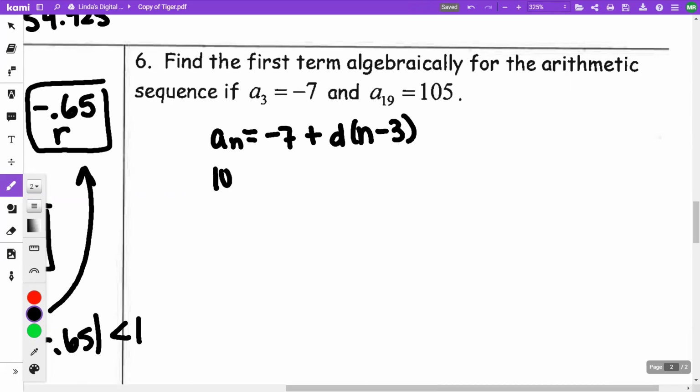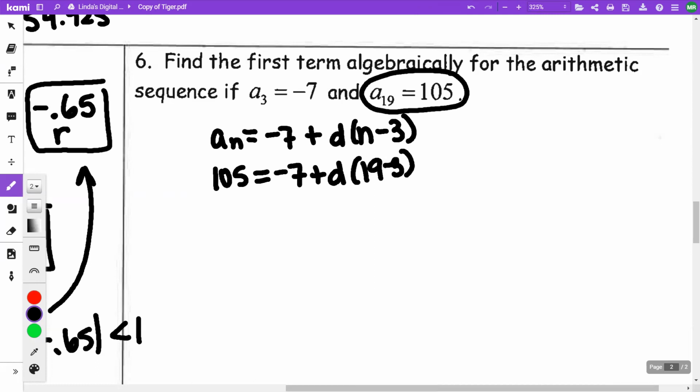And I'm going to put in my 19th term. So I get 105 is equal to -7 plus d times 19 minus 3. So I'm going to get 105 is equal to -7 and then plus 16d. Going to add 7.